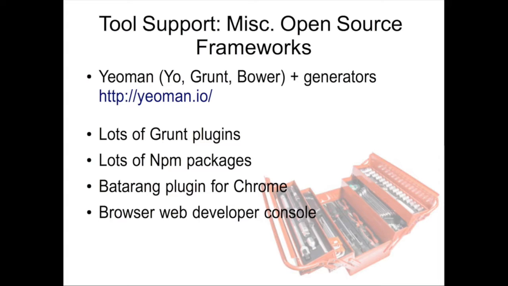Miscellaneous open source frameworks. Yeoman. Yeoman is a combination of Yo, Grunt, Bower, plus generators. I recommend you go and try this out. It's very straightforward. It's well documented. With a couple of commands, it can give you a production-ready hello world, but it gives you a gigantic app with all these different configs and files, and that's what we started out with on my team.